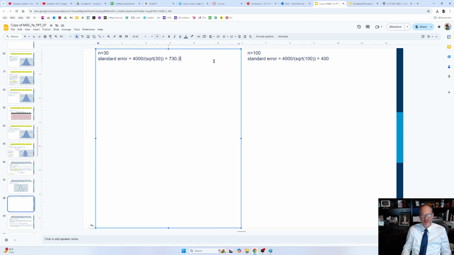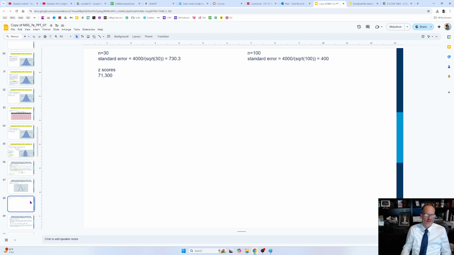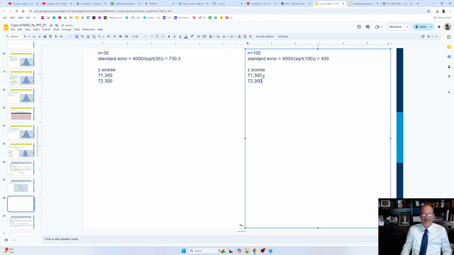And then the next thing we want to calculate is our z-score. So here's our situation: 71,800 minus 500 is 71,300, and 71,800 plus 500 is 72,300. So we need a z-score for 71,300, and we also need a z-score for 72,300, right? We went $500 on each side of 71,800.